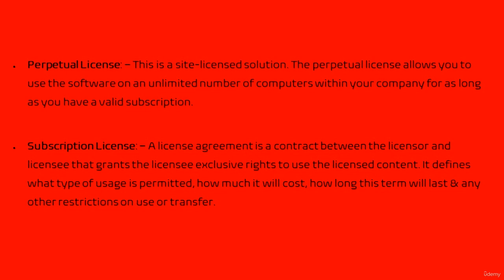Perpetual license is a site license solution. The perpetual license allows you to use the software on an unlimited number of computers within your company for as long as you have a valid subscription. A subscription license is a license agreement, which is a contract between the licensor and licensee that grants a licensee exclusive rights to use the licensed content. It defines what type of usage is permitted, how much it will cost, how long the term is, and any other restrictions on user transfer.